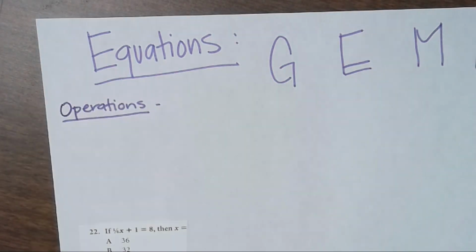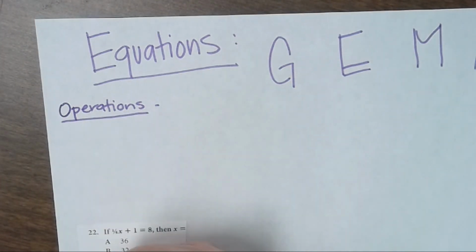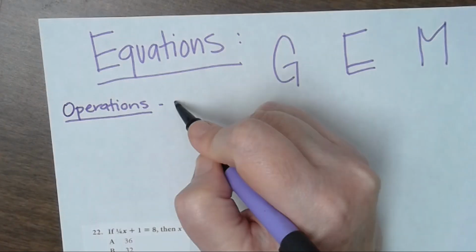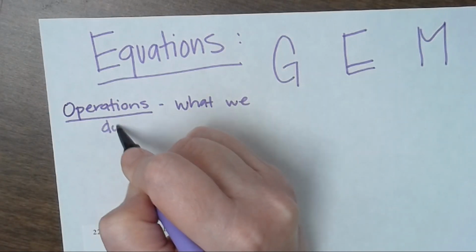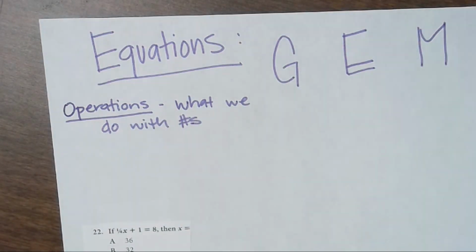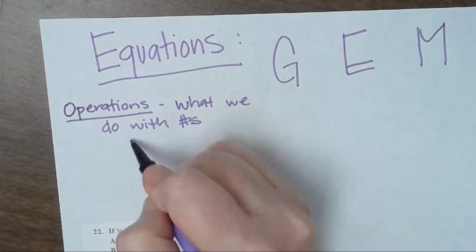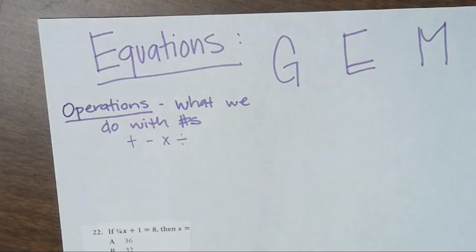So before we get into equations, let's talk about operations. What are operations? You may want to write this down. Operations are really just what we do with numbers. What we do with numbers. I'm going to abbreviate that. And what do we do with numbers? We add, we subtract, we multiply, we divide, we do some other stuff, but those are the basic things.